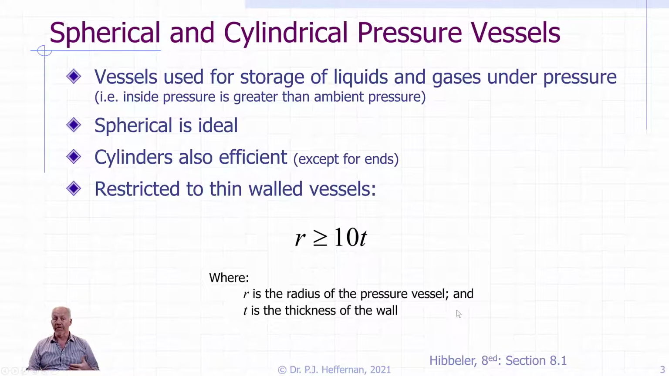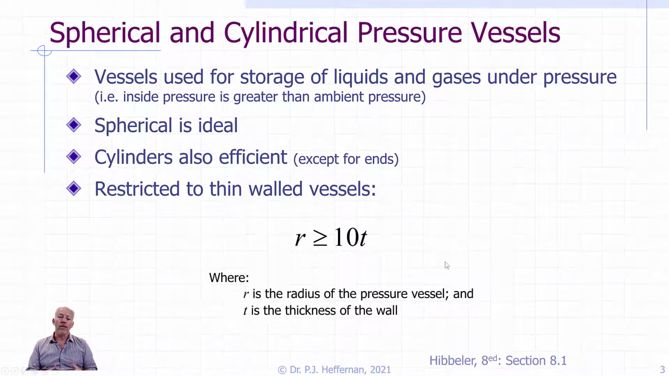Now, from an efficiency perspective, we know that spherical is ideal. You're going to get the maximum efficiency as you can, but it also makes it somewhat difficult to contain or hold when the whole tank is round. And so we see a lot of other different shapes. So cylinders are also efficient, except for near the ends. And we see hybrids of cylinders and spheres and everything else.